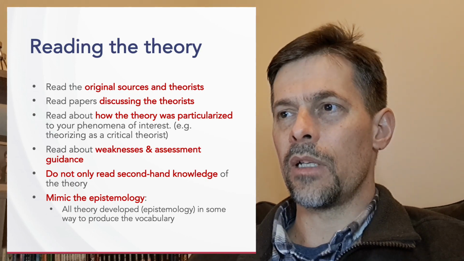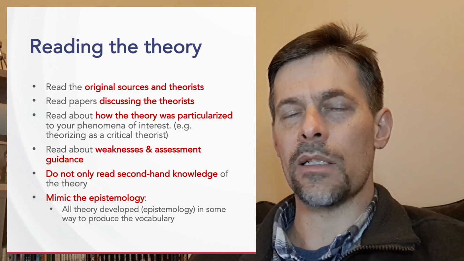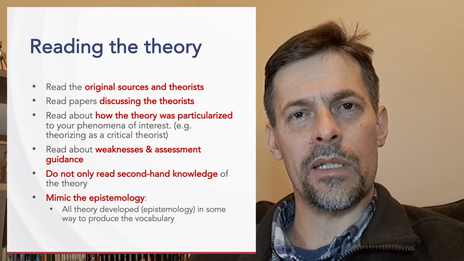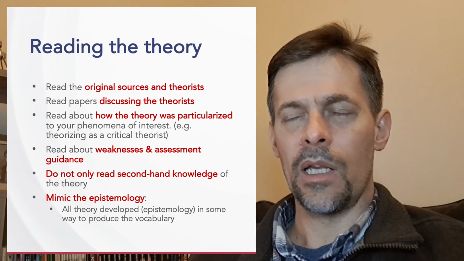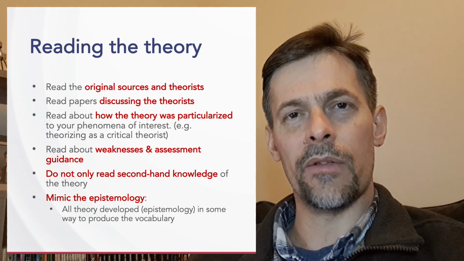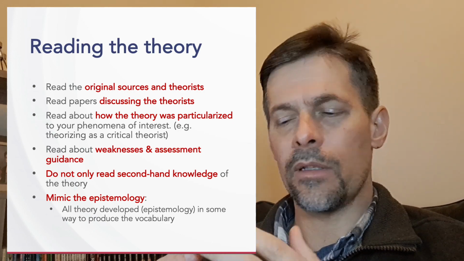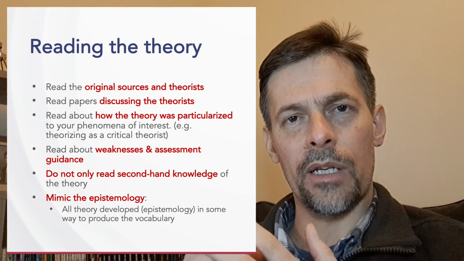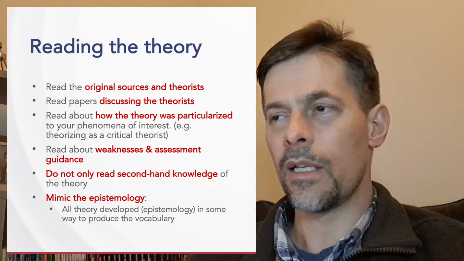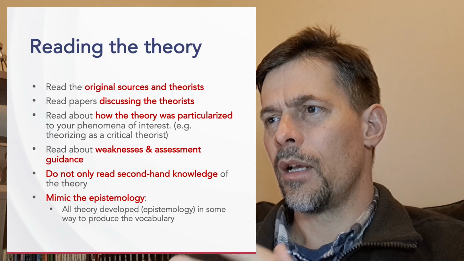Very important then, number 5, is that you need to read about the weaknesses and assessment guidance. That will really help you to understand what a theory cannot do. Because if a theory is a lens or a conceptual or a linguistic device, there are certain things that it cannot do, things that fall through the net or through the cracks, and it's fine. You just need to know what the boundary conditions are.